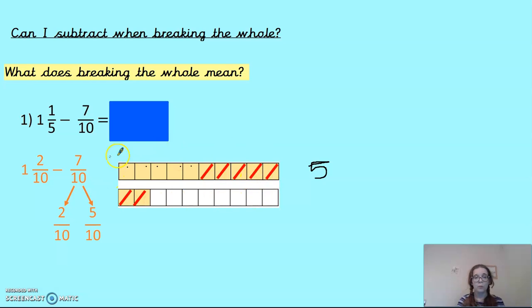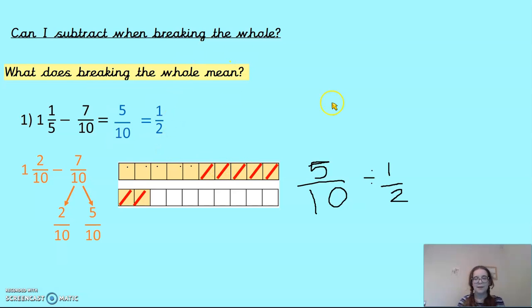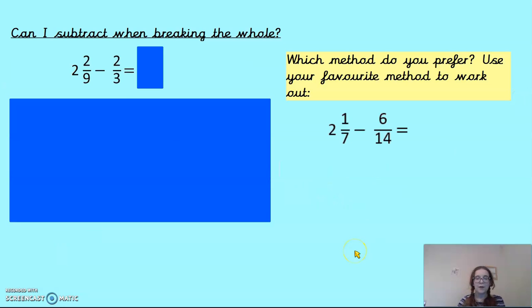And how much is my whole? My whole is going to be 10. So it's going to be 5/10. Is there a way to simplify this? Is there a multiple factor that goes into both 5 and 10? I can divide both my numerator by 5, which is 1, and my denominator by 5, which is 2, and that's going to give me 1/2. Okay, so that's how we can use a bar model to help us. Okay, we've got one more method to show you, and then you can have a go.